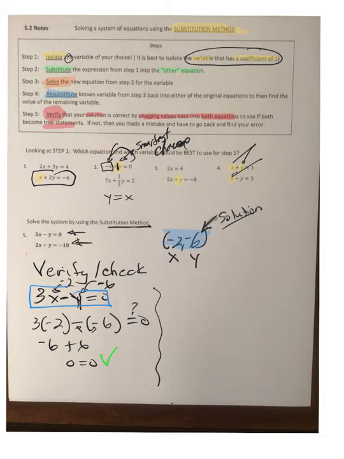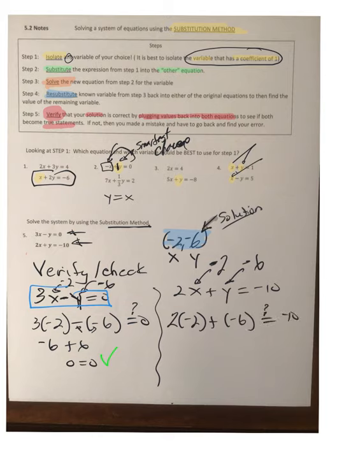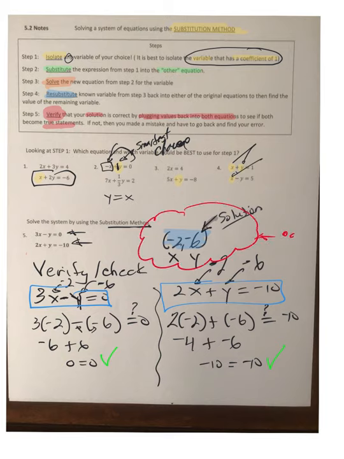The second equation was 2x plus y equals -10. And we're saying x should be replaced with -2, and we're saying y should be replaced with -6. Does that equal -10? Order of operations says you have to do multiplication first, and -4 plus -6 is -10. Sure enough, it worked for the second equation as well. So we know that we actually do have the correct solution and we didn't make a mistake. Yay, we did it right.